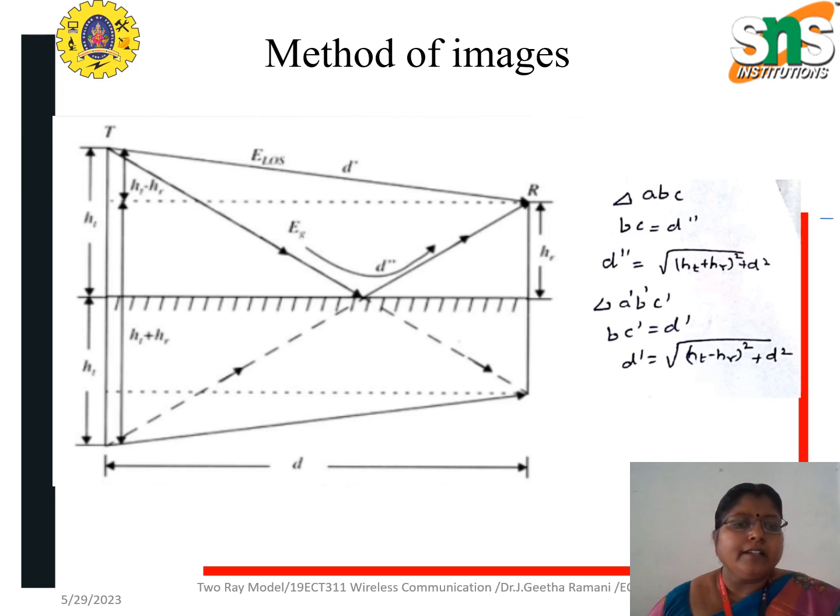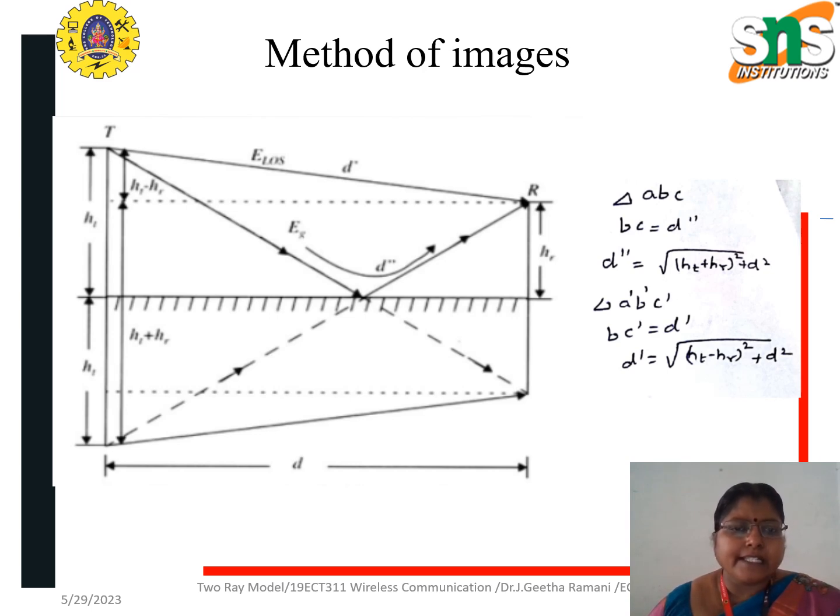Okay, so now you look at the image. So from here to this point, the transmitter height is HT, whereas from this point up to this dashed line, the receiver height is HR, which is a similar height, isn't it? So from this point to this dashed line, the total distance is HT plus HR, isn't it? So we are going to use this for calculating the values of d dash and d double dash. Okay. First we consider the triangle ABC.